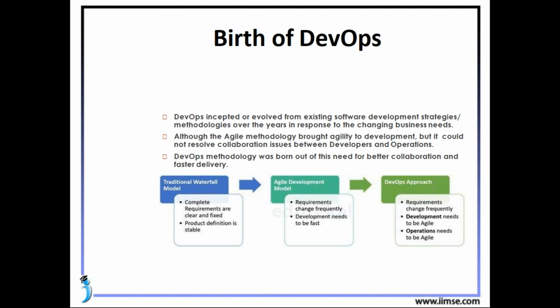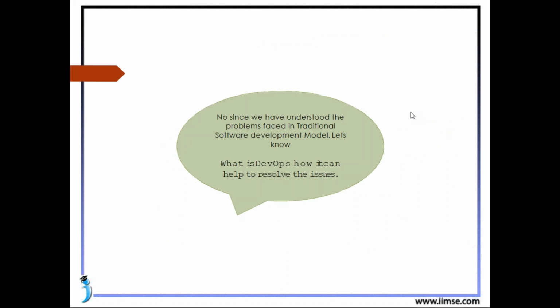Again, as I said, agile methodology brought agility to development, but it could not resolve the collaboration issues between developers and operations. And the DevOps methodology took birth to resolve the operations issues which were there in the agile development model, for better collaboration and faster delivery. Okay.